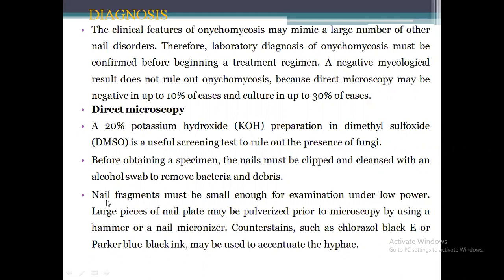Nail fragments must be small enough for examination under low power. Large pieces of nail plate may be pulverized prior to microscopy by using a hammer and nail micronizer. Contrast stains such as chlorazole black E or Parker blue-black ink may be used to accentuate the hyphae of the surrounding part of the fungus under the microscope.